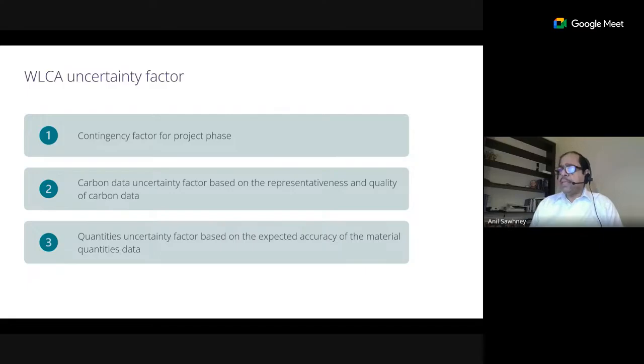So our standard basically has three parts. We come up with an uncertainty factor, which consists of three parts that are added together. Number one is the contingency factor for the project phase. Second is the carbon data uncertainty factor based on the representativeness and quality of the carbon data.